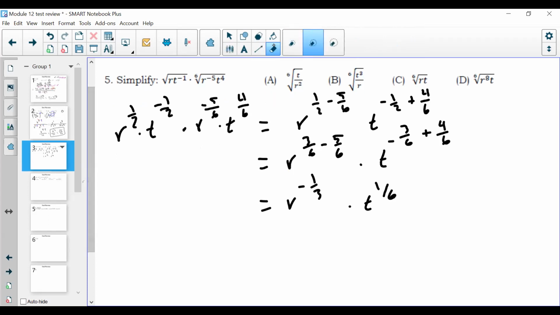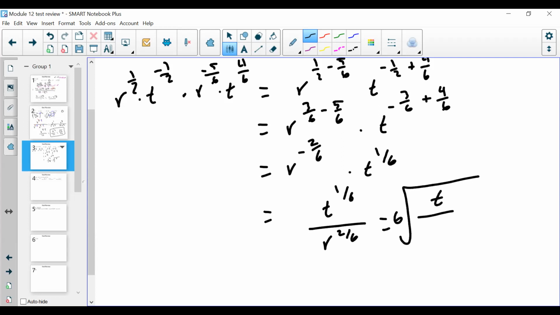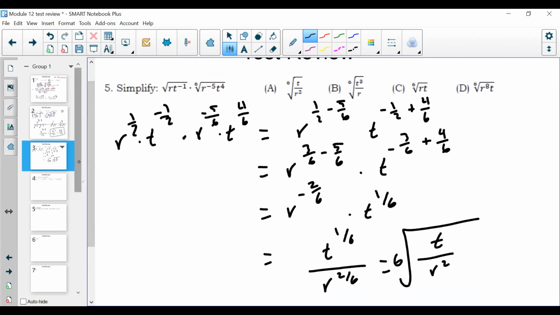And actually, sorry about this, I'm going to rewrite this -1/3 as -2/6. I'm going to leave it as a base of 6, and the reason I'm doing that is so everything has the same root. I don't want to have different radicals happening in one answer choice. I only want to have one radical. So I can rewrite this now as t to the 1/6 all over r to the 2/6, which ends up becoming the 6th root of t all over r squared. And this is the answer that we have here, and that's going to be answer A.